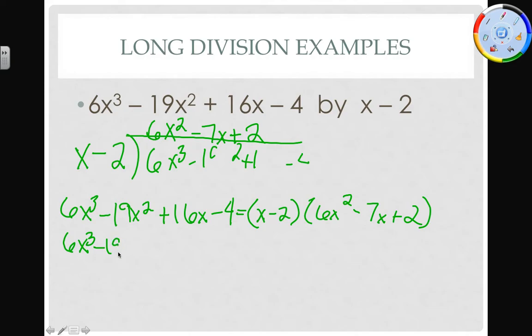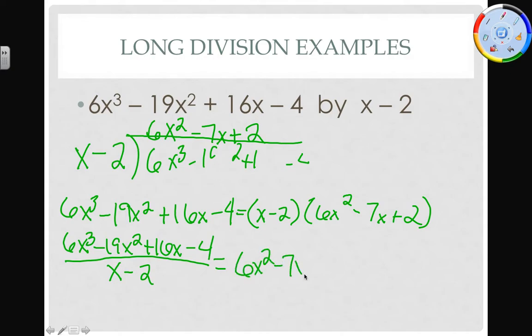Way number two would be to write it as a fraction. 6x cubed minus 19x squared plus 16x minus 4 over the original division, so that's the x minus 2, is equal to this thing above the house up here, if you want to call it the house, that 6x squared. So 6x squared minus 7x plus 2. And again, there's no remainder. But if there was a remainder, we'd write it as a plus the remainder out of x minus 2, whatever that original thing in the denominator was.